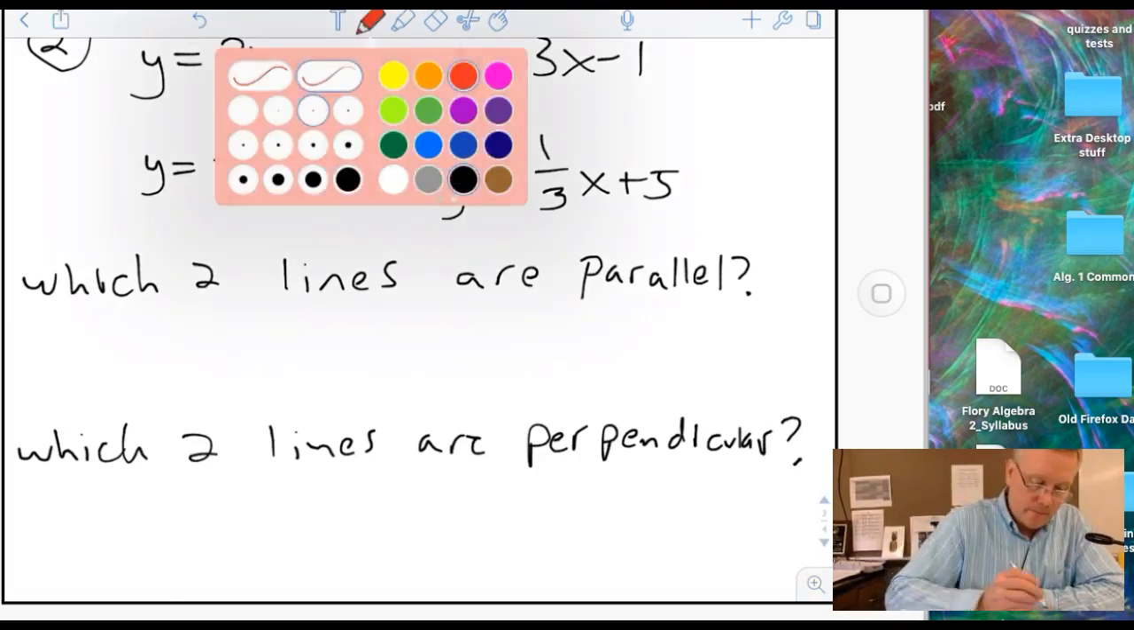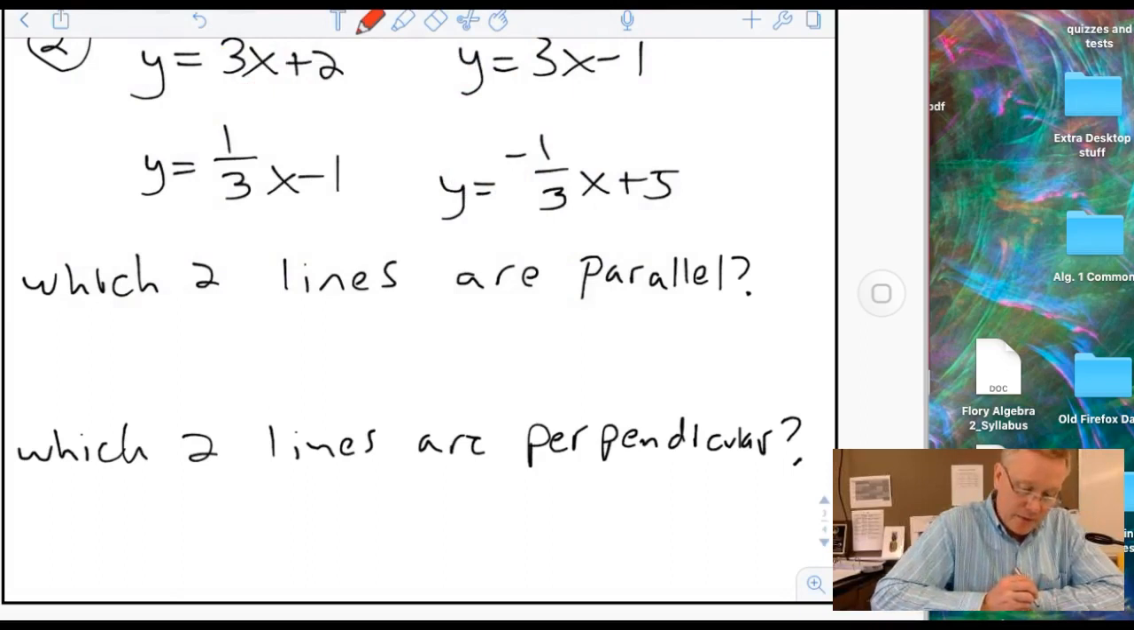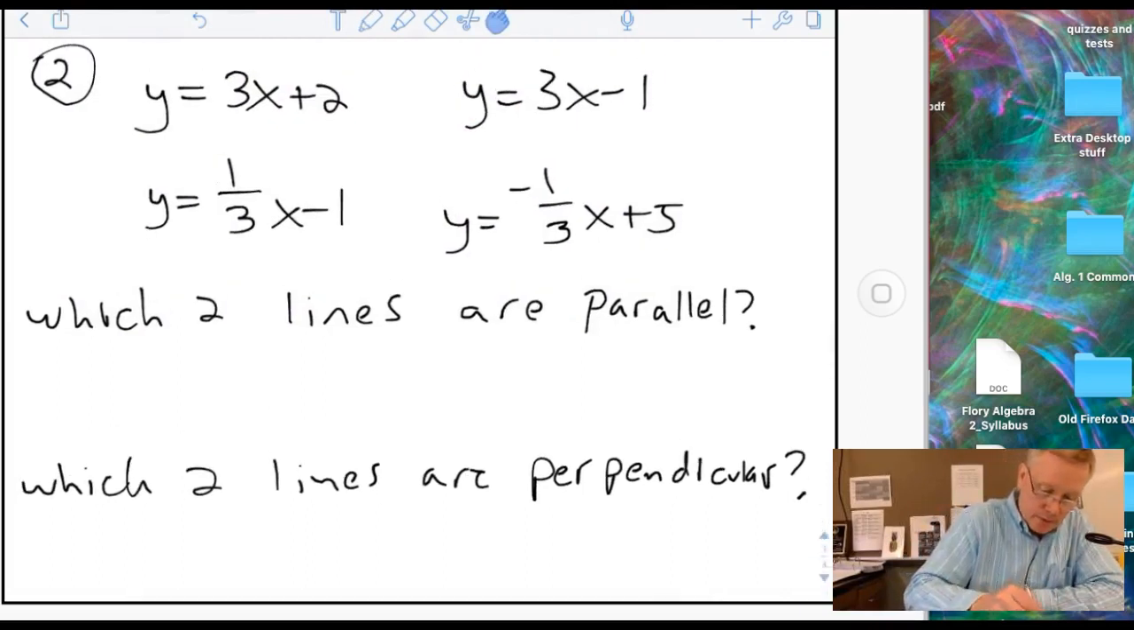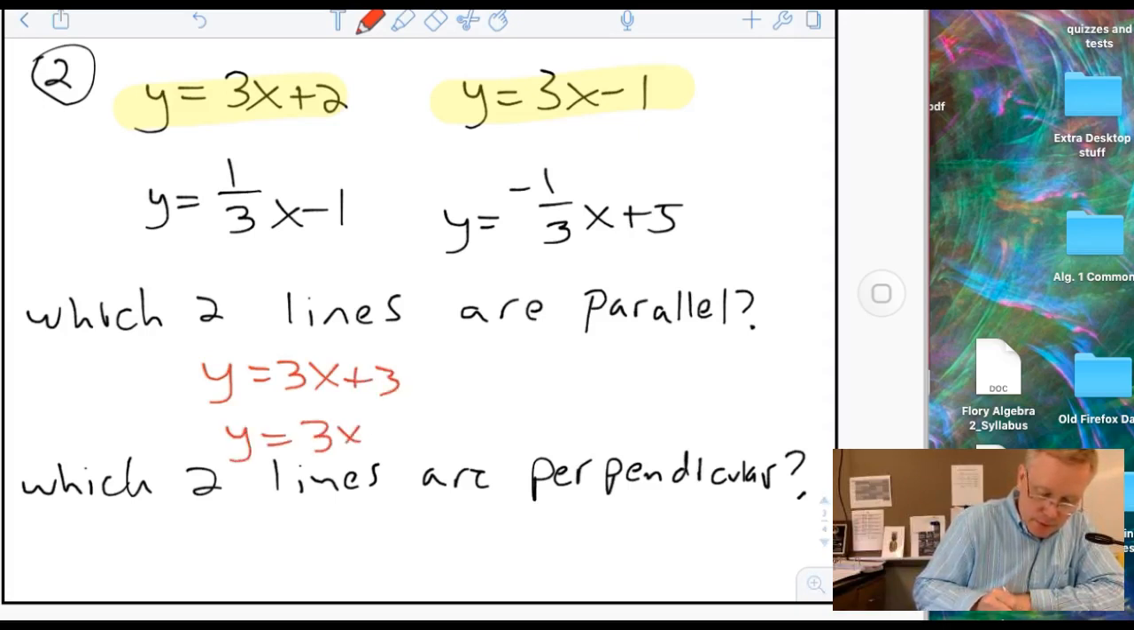Okay, so parallel, they have to have the same slopes, which means that one and that one both have a slope of 3, which means these are parallel. Y equals 3x plus 2 and y equals 3x minus 1. Perpendicular is a little trickier.